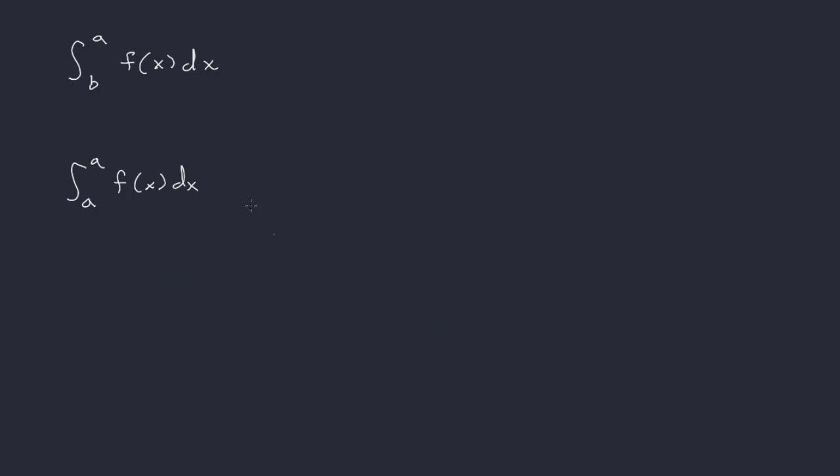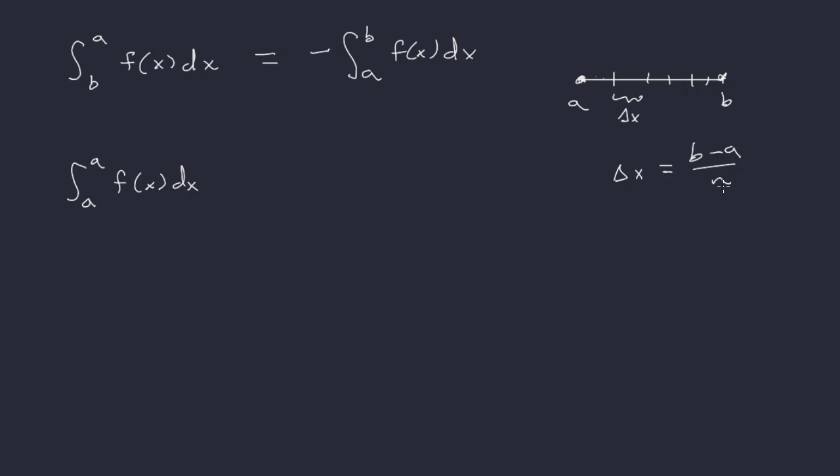However, the first thing I want to mention is if you reverse the limits of integration, so if you do the integral from b to a of f of x dx, that's actually the negative of the integral from a to b of f of x dx. And the reason for that is, say we're on an interval a to b, and you're splitting things up, and you have your delta x. Remember, delta x is always your b minus a all over n.